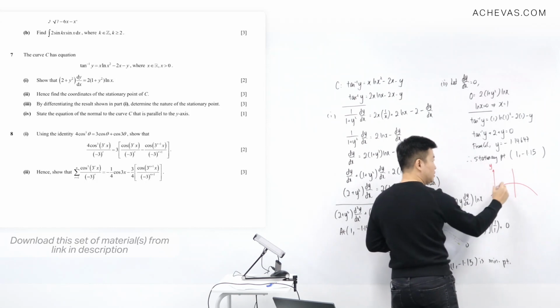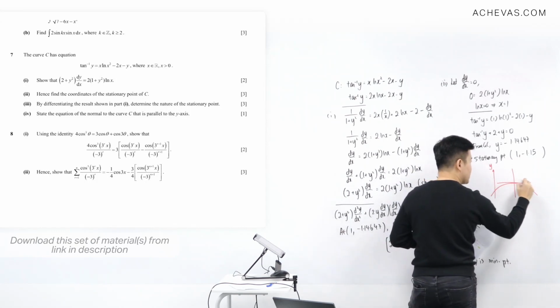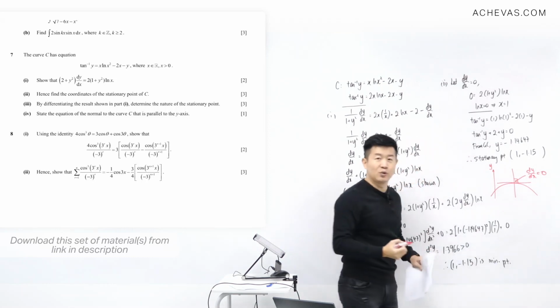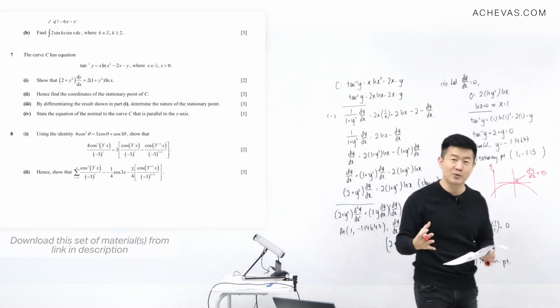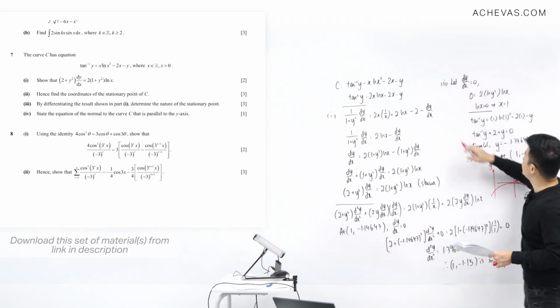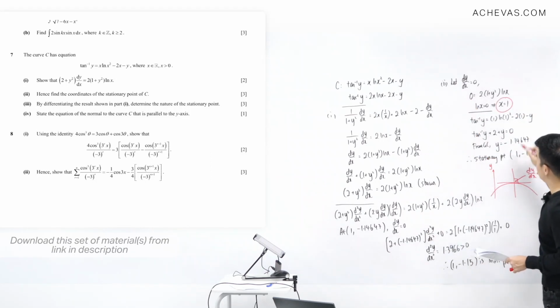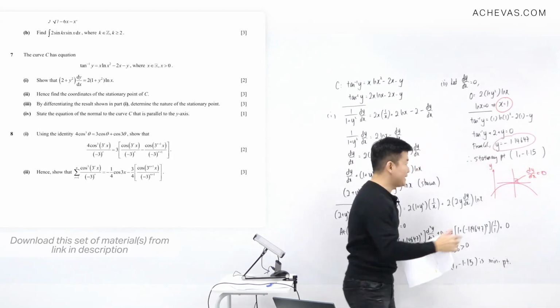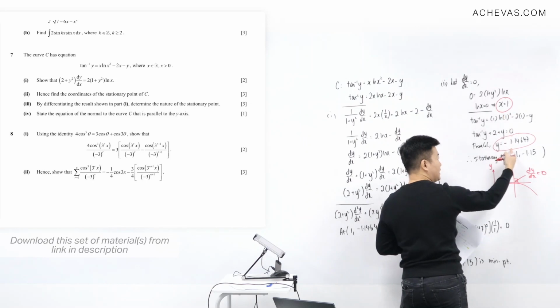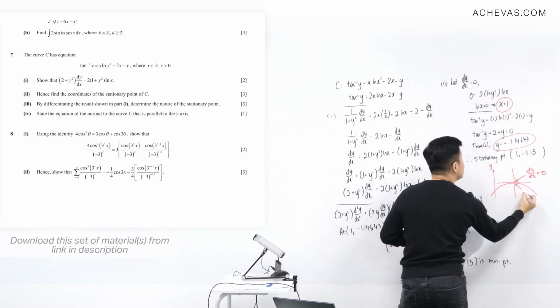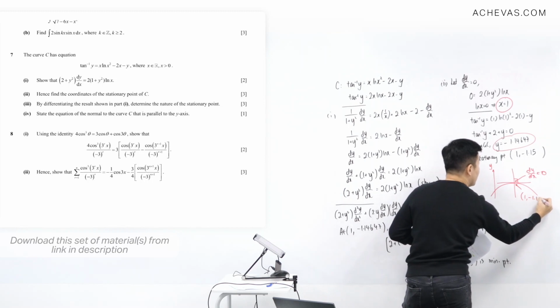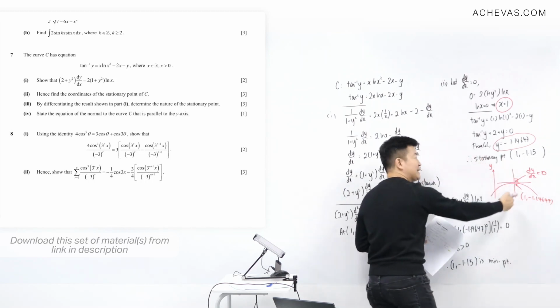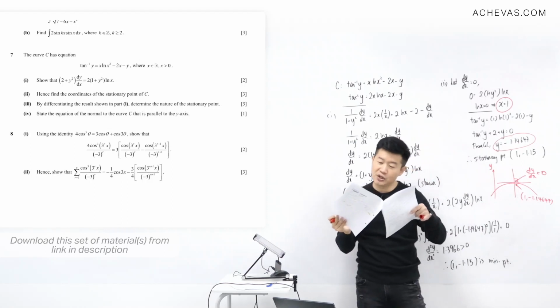When the normal is parallel to the y-axis, that means the tangent, which is perpendicular to the normal, must be one where dy dx is parallel to the x-axis, dy dx is equal to 0. And when will dy dx be equal to 0? We have already calculated that dy dx is equal to 0 when x is equal to 1, when y is equal to negative 1.14 and so on, which means that at this particular point, we have this coordinate here, the point 1 and negative 1.14647.